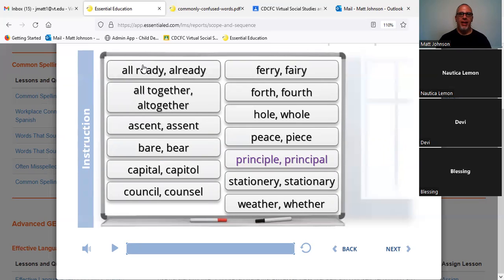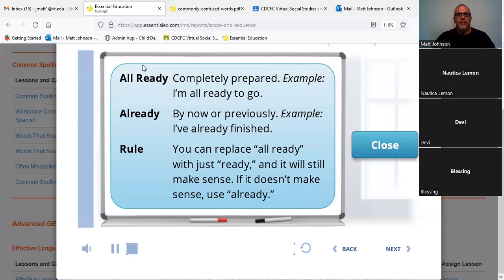Already and all ready, that's probably something that gets confused. All ready, spelled as two words, means completely prepared. Example, I'm all ready to go. Already, spelled ALREADY, means by now or previously. Example, I've already finished. Remember, you can replace already with just ready, and it will still make sense. If it doesn't make sense, use already.